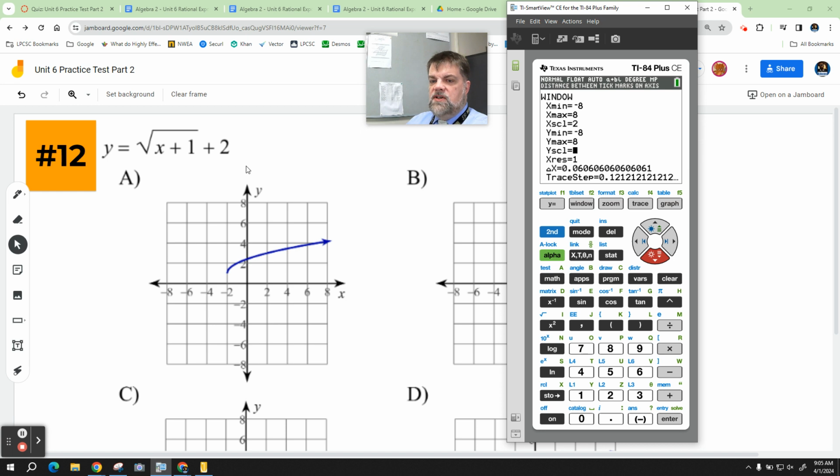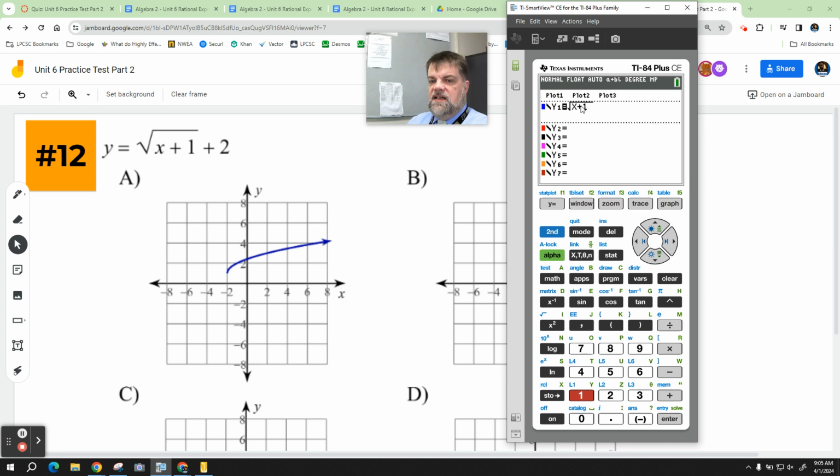So anyways, what I've got to do is go to y equals, all right? And I'm going to plug in the square root, which is this. See how this is in blue? The square root symbol is right there. So I hit second and then this button. Then I'm going to hit x plus 1.